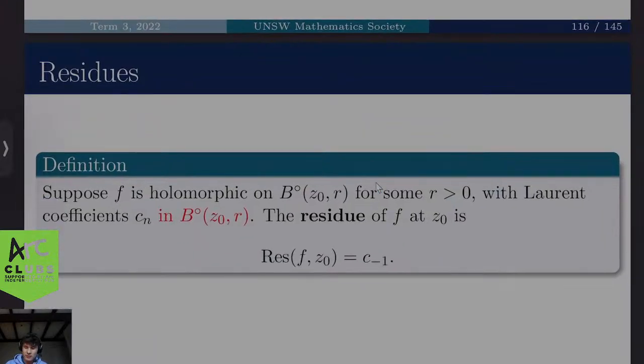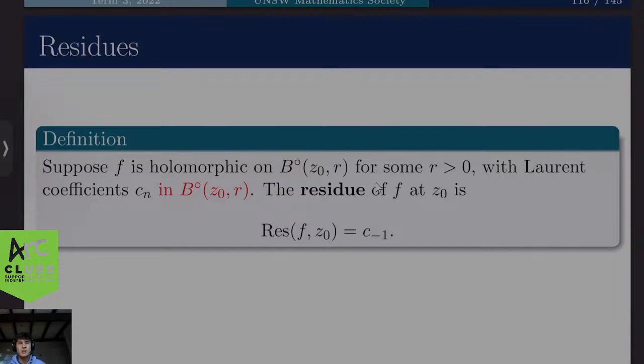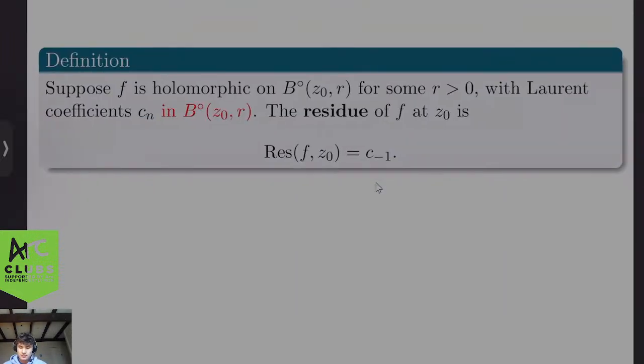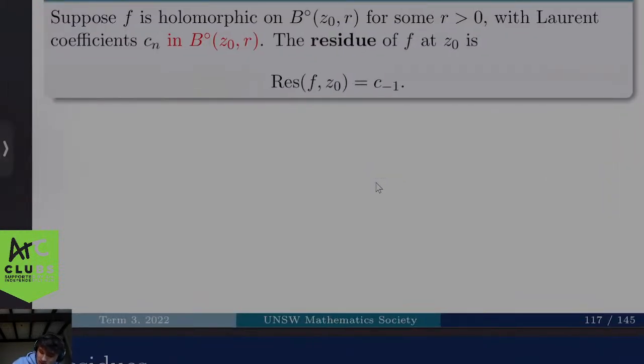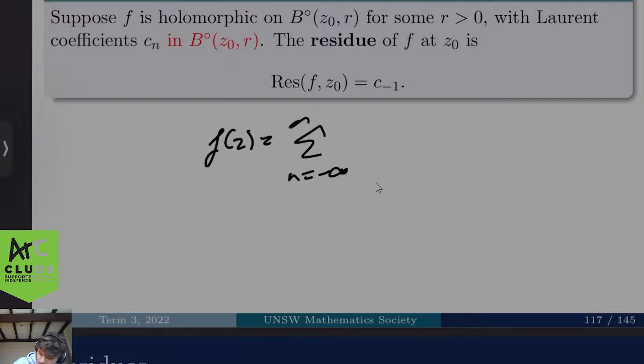Now let's look at a very important idea, and that's the idea of a residue. So, suppose that a function is holomorphic in a punctured ball around z0 with radius r. And we're looking at the Laurent series centered at z0. We can say that, because it's this isolated singularity, we'll still have a Laurent series. And then we can write its Laurent series like this.